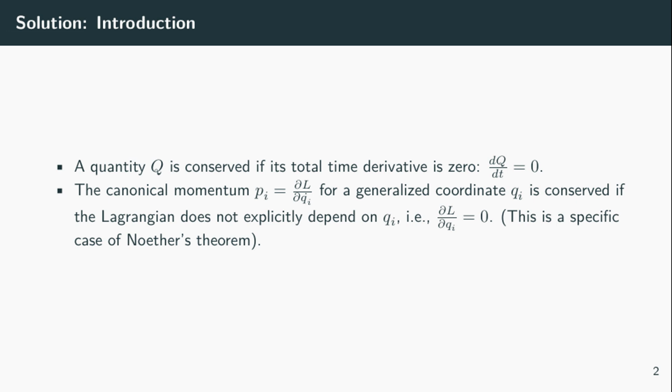A really important concept related to this, especially in Lagrangian mechanics, is canonical momentum. The canonical momentum p_i corresponding to a generalized coordinate q_i is defined as the partial derivative of the Lagrangian L with respect to the velocity of that coordinate, q_i dot. That's p_i equals the partial of L with respect to q_i dot. Now, a key result often seen as a specific case of Noether's theorem tells us that this canonical momentum p_i is conserved if the Lagrangian does not explicitly depend on the coordinate q_i itself. In other words, if the partial derivative of L with respect to q_i is 0, then p_i dot is also 0, meaning p_i is conserved.